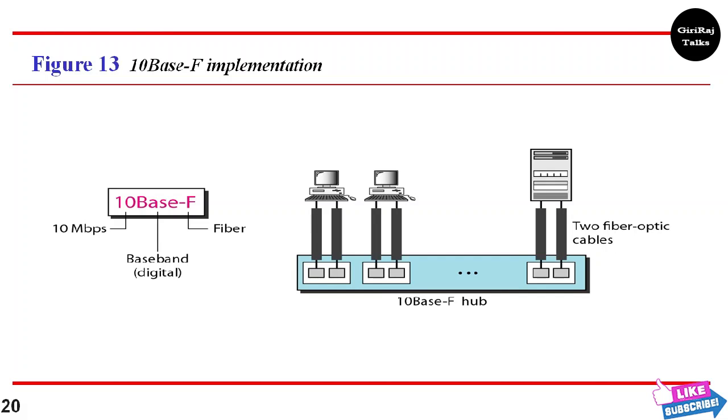The next one, 10Base-F, fiber Ethernet. You can see the 10Base-F implementation on the screen. Although there are several types of optical fiber 10 Mbps Ethernet, the most common is called 10Base-F. 10Base-F uses a star topology to connect stations to a hub. The stations are connected to the hub using two fiber optic cables, as shown in Figure 13.